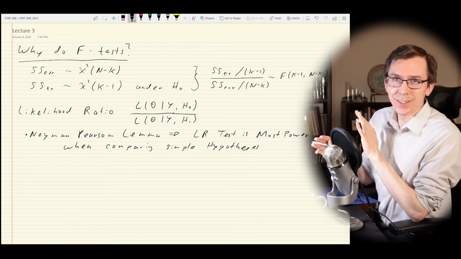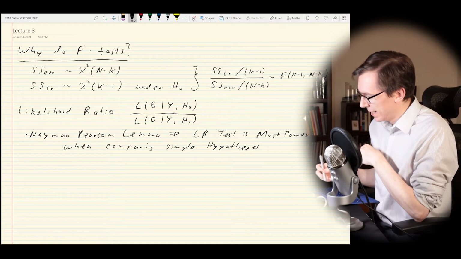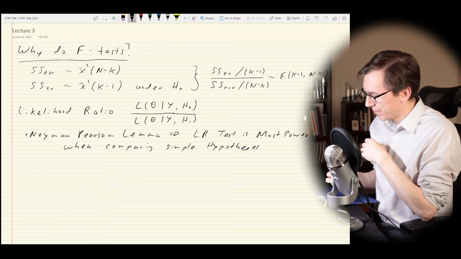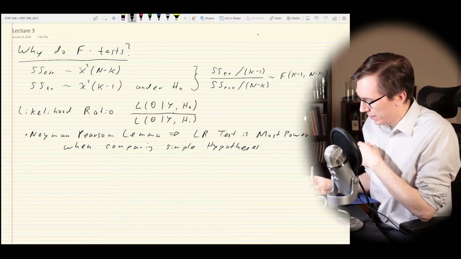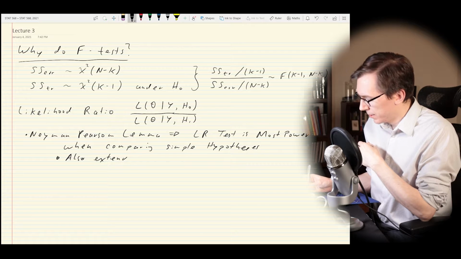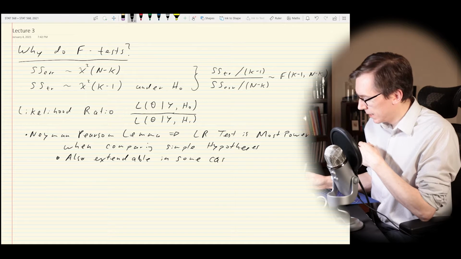So I'm not going to get into all the specific details, but the idea is that we have the Neyman-Pearson lemma, but I should say, as a little side note, this is also extendable in some cases beyond simple hypotheses.